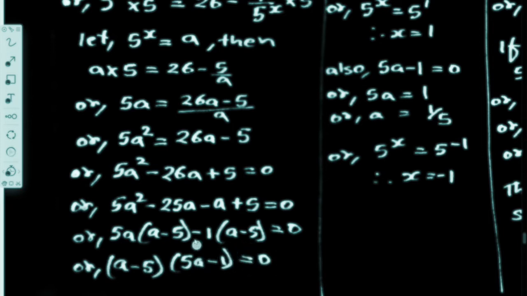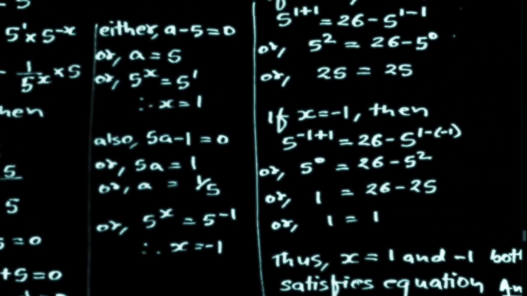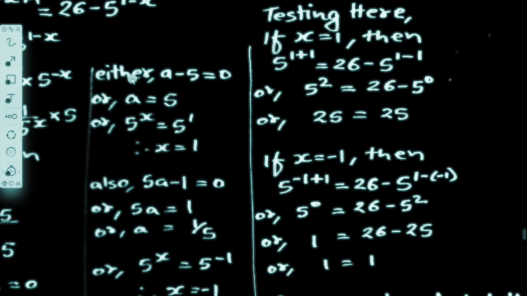In this way, we get two factors of this expression: a minus 5 is our first factor, and 5a minus 1 is our second factor. From these we can easily get our required value. From the first factor, a minus 5 equals 0, so a equals 5. Now replace a with 5 power x, so 5 power x equals 5 power 1. The base is the same, therefore x equals 1.